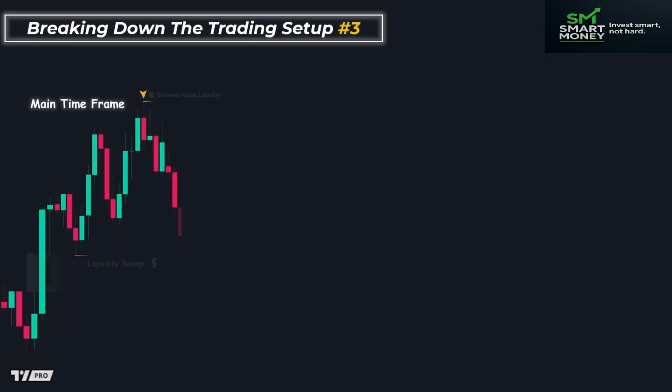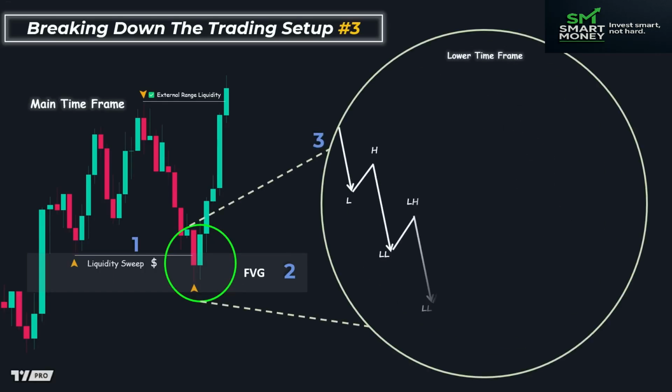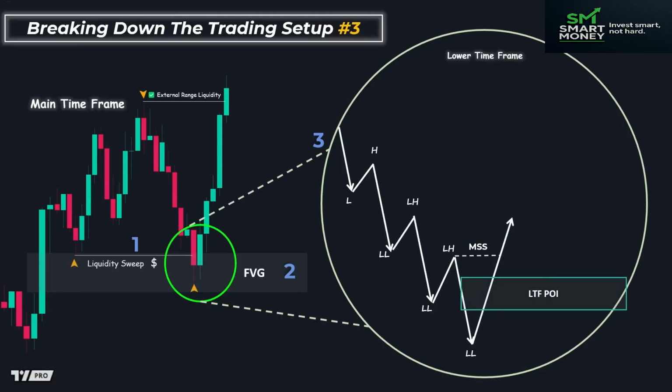To take advantage of this high-probability trade in a bullish scenario, the first step is to identify a higher time frame liquidity sweep. Once you spot that, wait for price to tap into the higher time frame fair value gap immediately after the sweep. When that happens, zoom into the lower time frame to carefully see how the price reacts inside that higher time frame gap. You want to look for clear signs of rejection or a market structure shift. That's your first layer of confirmation before planning your entry.